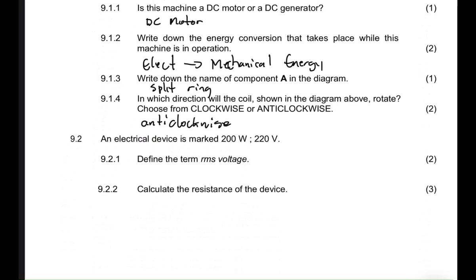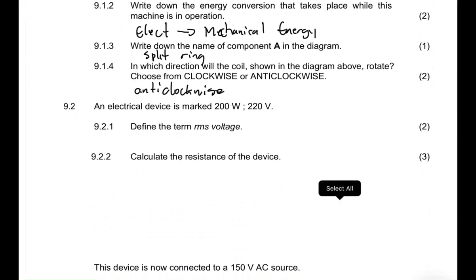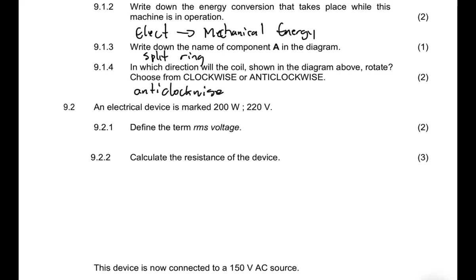Let's move to 9.2. 9.2 says an electrical device is marked 200 watts and 220 volts. And then 9.2.1 says define the term RMS voltage. The RMS voltage of an AC is the DC potential difference which dissipates the same amount of energy as the AC. Now let's move to 9.2.2, which says calculate the resistance of the device. Problem solving 101. We have to write the given information down, right?